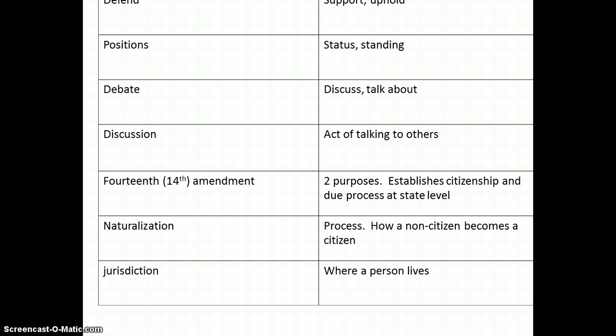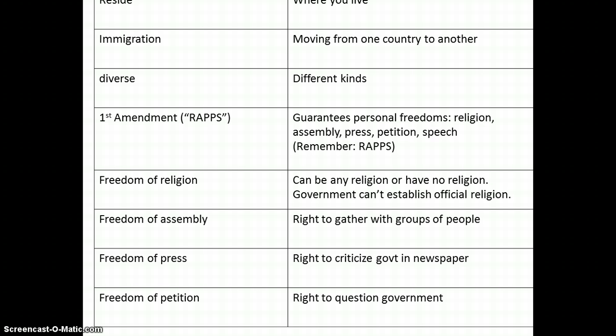Naturalization is a process. It's how a non-citizen becomes a citizen. Jurisdiction just means where you live. Okay, reside, that's another word that means where you live. Immigration. Immigration is moving from one country to another. Diverse. Diverse means different kinds. In this country, we are a country of diverse people. You have people that come to the United States from all around the world. You have people that come from China, Japan, El Salvador, the Dominican Republic, Puerto Rico, Ghana, Nigeria. That makes us a diverse country.